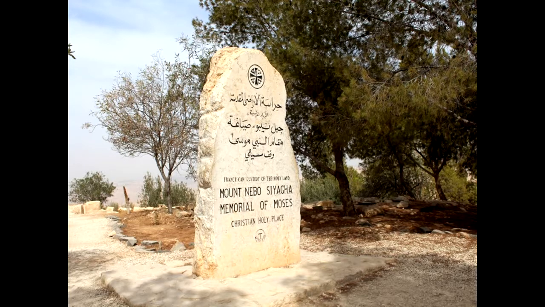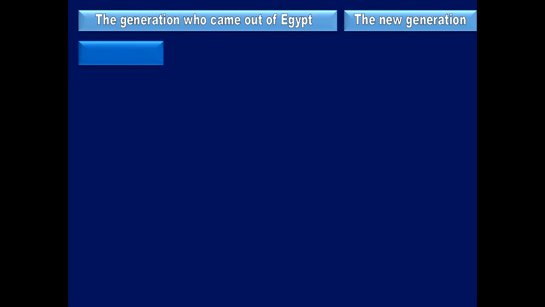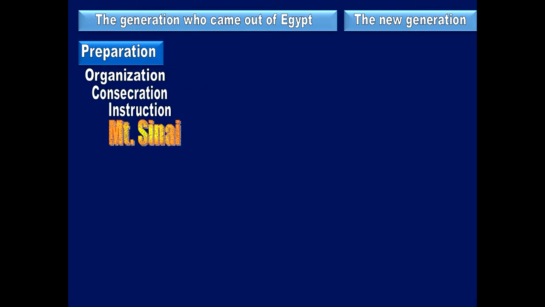Again, just a reminder that we are talking about actual history. Actual history. So if we look at Numbers, the breakdown was like this. The generation who came out of Egypt, and then we have the new generation. Transition happens in Numbers chapter 26. We had the preparation that is to come. We had organization, the beginning of Numbers, consecration, instruction, all of this taking place at Mount Sinai as they were prepared, and then they began to move.